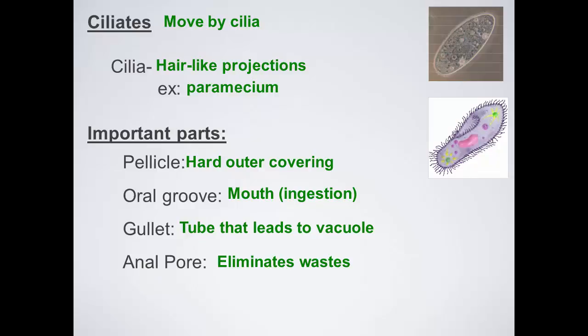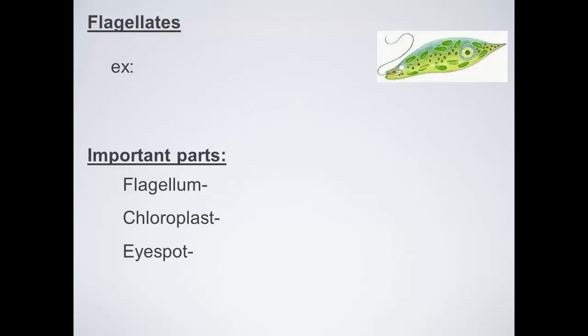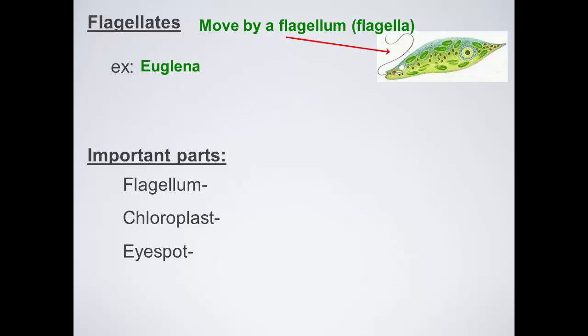Then our other group is the flagellates. The flagellates move using a flagellum. That's this whip-like tail. I know it looks like a fish that's been caught on a line. It's not. That whip-like little hair, that's its flagellum. That's its tail. And that flagellum sort of twists around and pulls the euglena through the water, allowing it to swim.